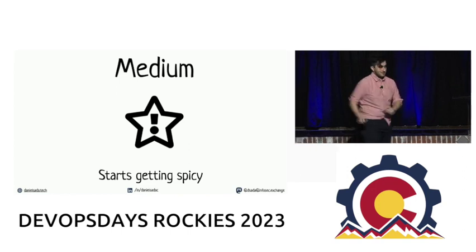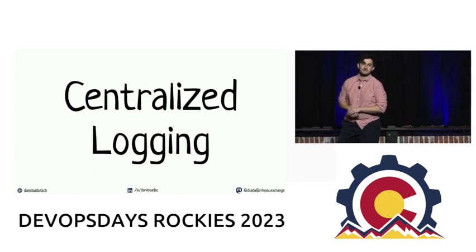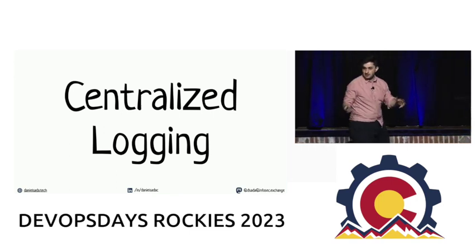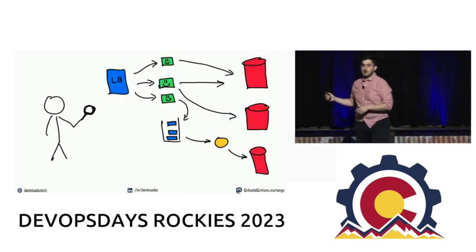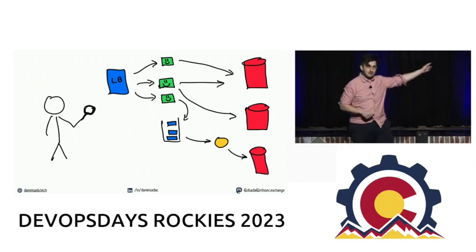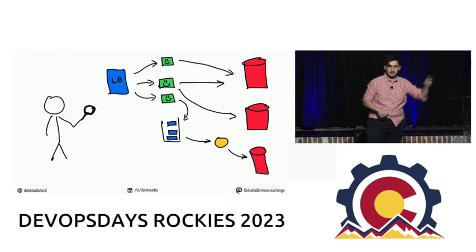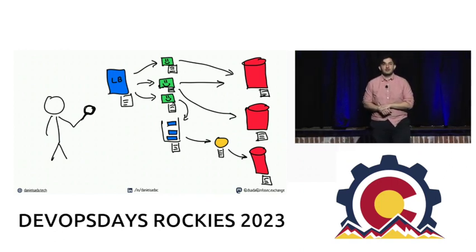Let's go to medium, where things start getting spicy. Let's talk about centralized logging. So we talked a little bit about doing a join on our logs. If we have a system that looks like this, we have queues, we have VMs, we have workers. They all generate logs.